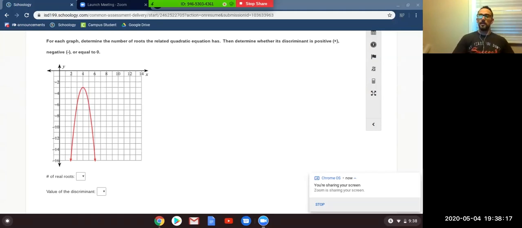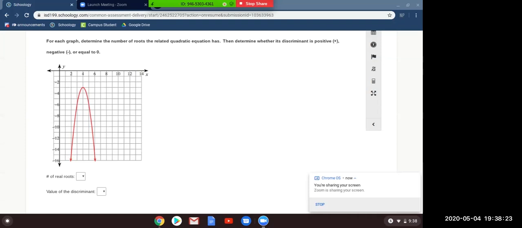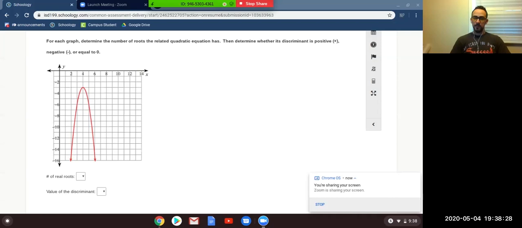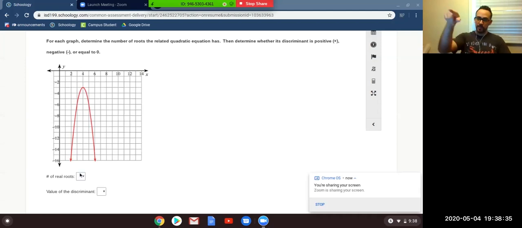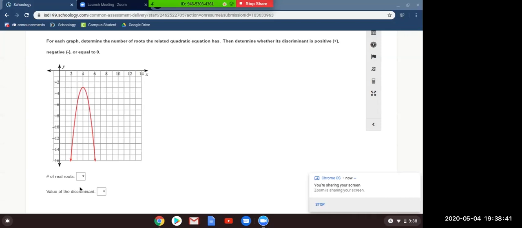What do you think? How many real roots are there? How many real solutions? I assume 0 because it's not touching the x-axis. Right, that's right. If the tail would have been touching it, then there'd be 1 solution. But if it would have gone higher than it, there'd be 2 solutions.